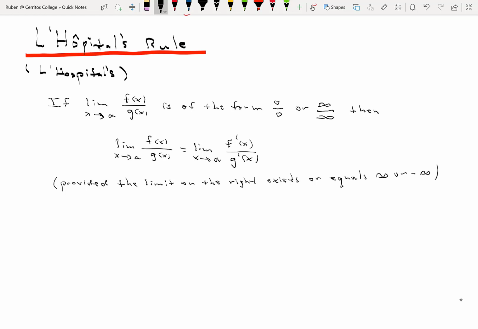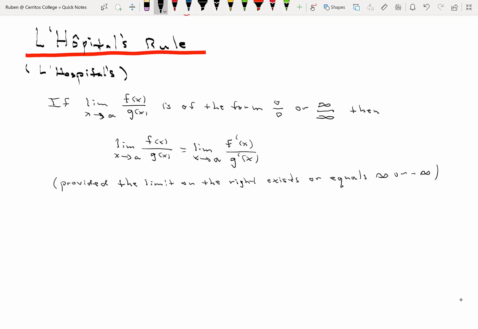That's absolutely amazing. Okay. Now I've also written in parentheses below it part of the rule, and I wrote it in parentheses because this statement is not going to affect us. The statement says, provided the limit on the right, that means the limit with all the derivatives in it, exists or equals either infinity or negative infinity. This is always going to be the case for our course.